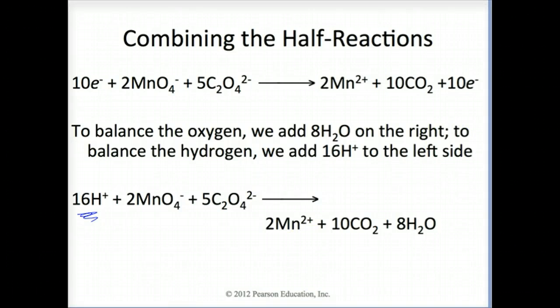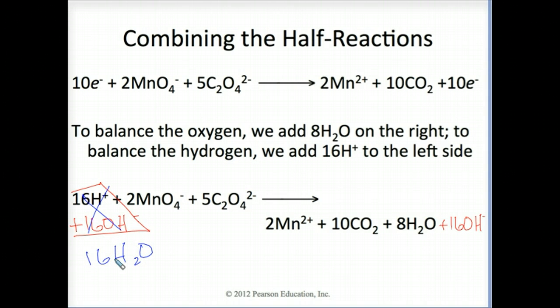So if I come over here and I have these 16 hydrogens, that means I literally need to add 16 hydroxides. Whatever I do to one side, I do to the other. It's kind of like math. So I come over here and I add 16 hydroxides. Now, these together make water. So I'm going to turn that into water, and now I have 16 H2Os.